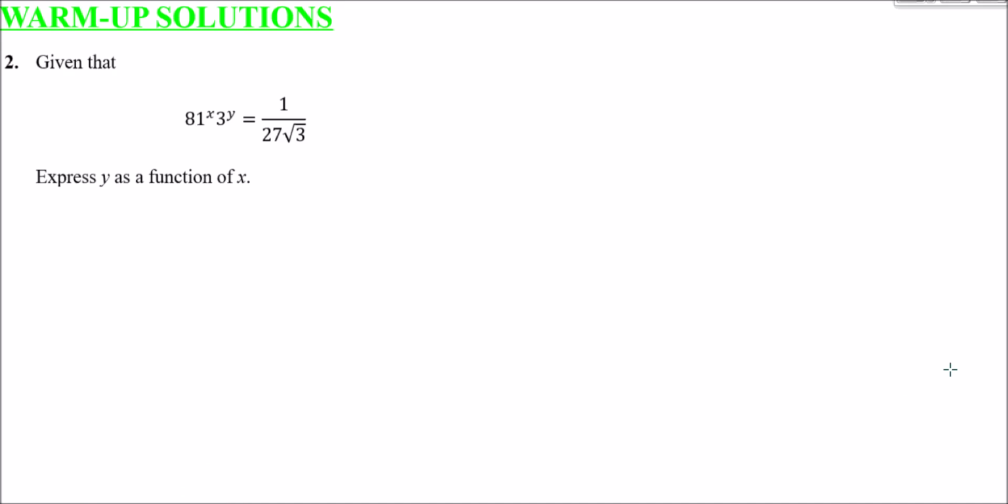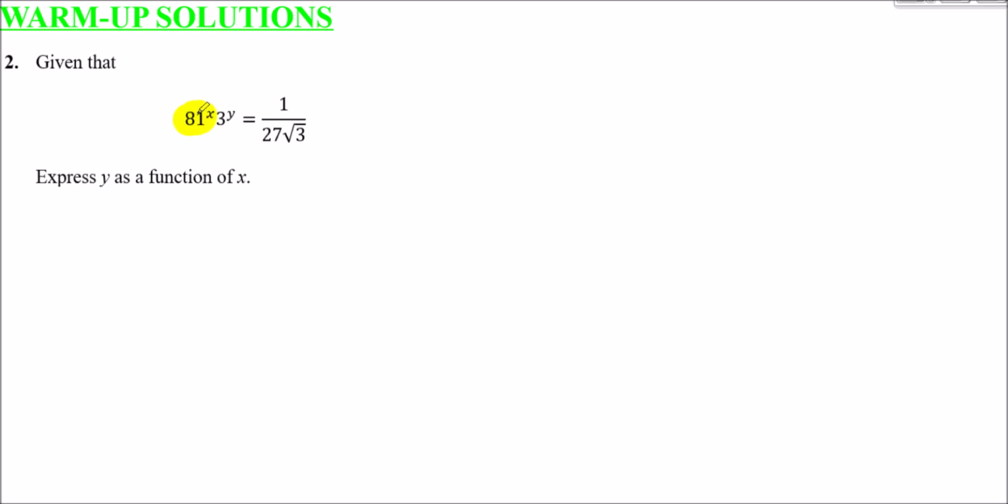So for number 2, we have this awkward looking thing here, 81 to the power x times 3 to the power y equals 1 over 27 root 3. We need to express y as a function of x. Now, the key here is if you look at 81, 3, 27, these are all powers of 3.